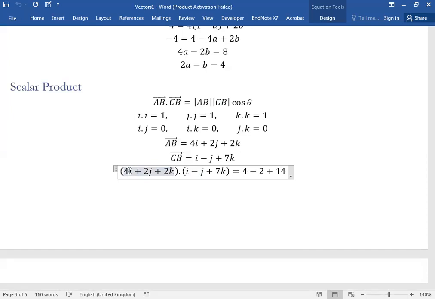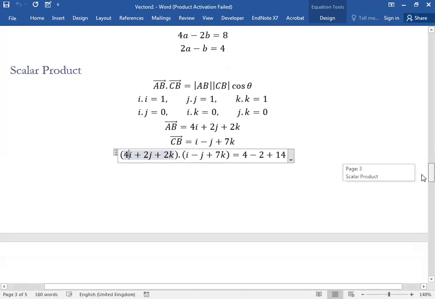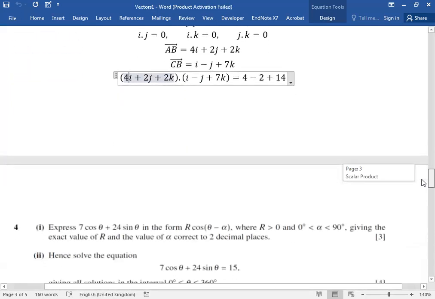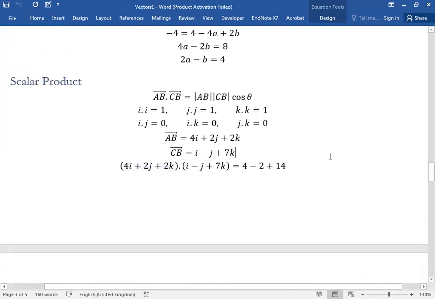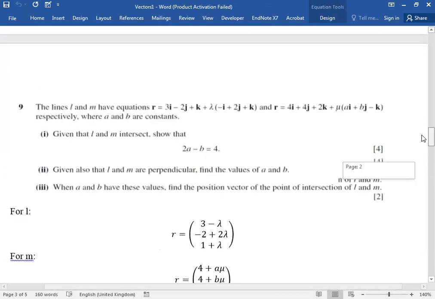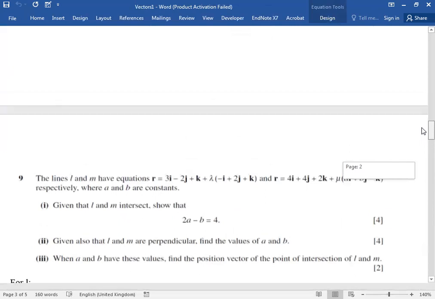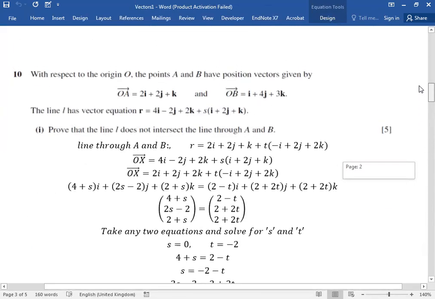Is this clear, class? Yes sir. Anything that is not clear till this point? No sir. Scalar product, vector equation of a line, simple vectors. Is this clear, class?